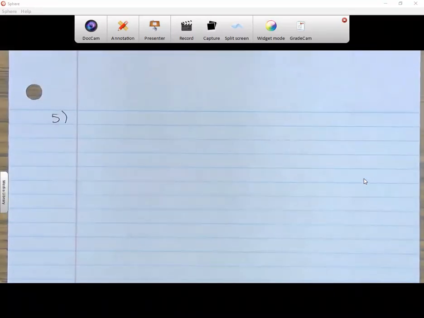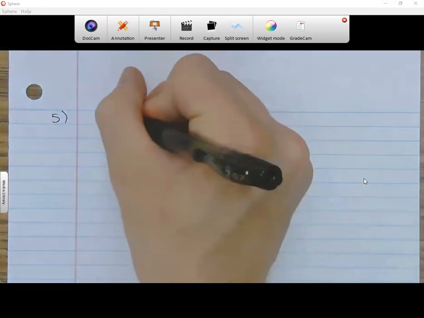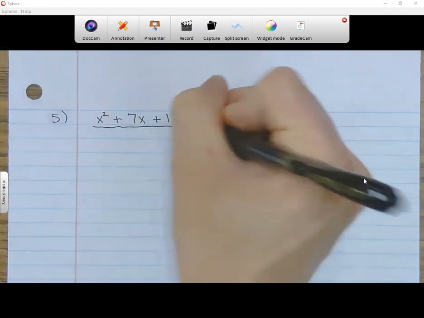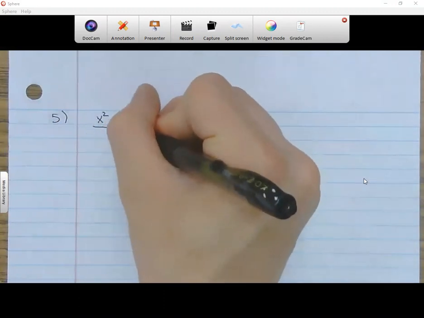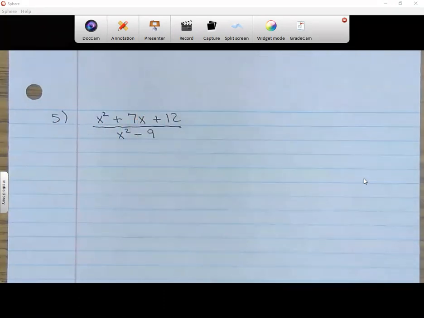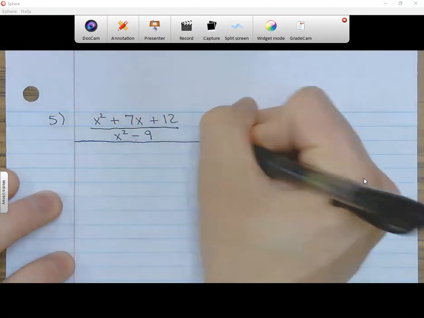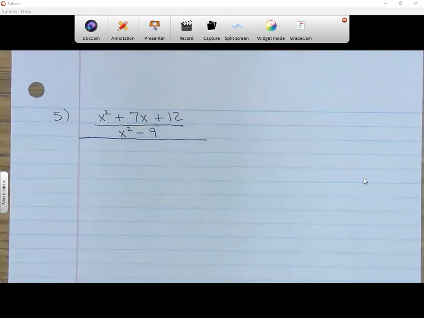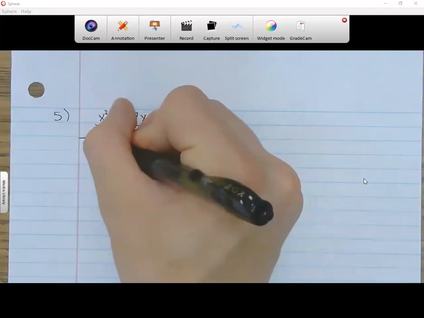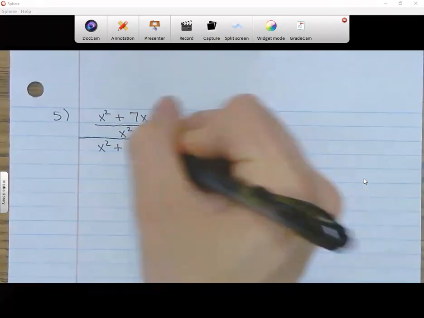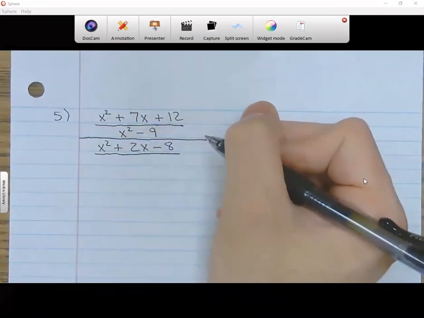Okay, so number 5 says, x squared plus 7x plus 12 over x squared minus 9. And on the bottom, I have another fraction. So let me draw a really long line. And on the bottom, I have x squared plus 2x minus 8 over 4x minus 12.